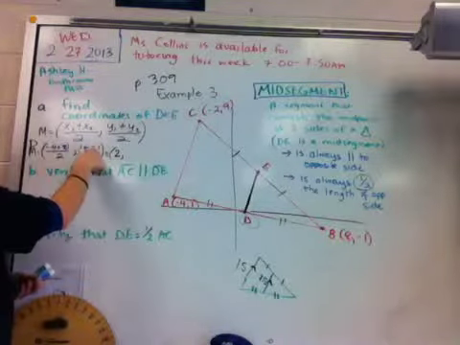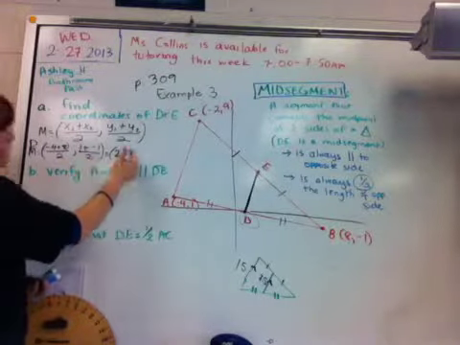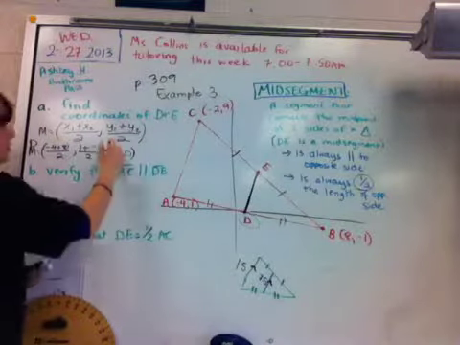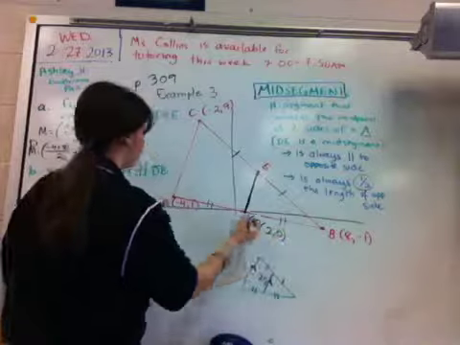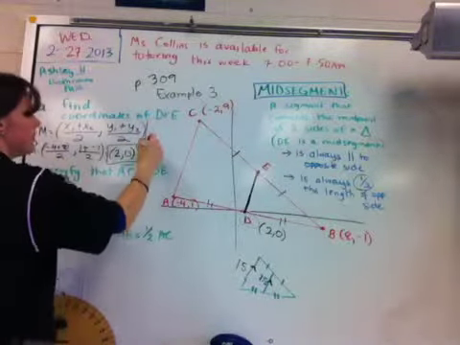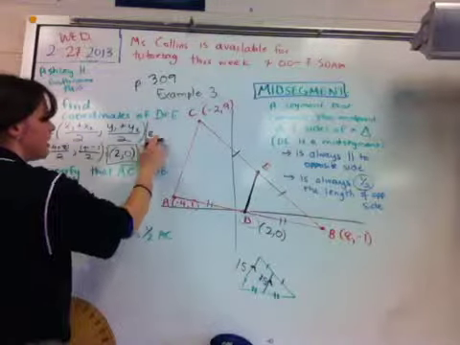1 plus -1, what's that give you? 0. Divided by 2, 0 divided by anything is just 0. So the coordinate for D is at 2, 0. Okay. Can we do the same setup and find the midpoint for E? Okay, here we go.